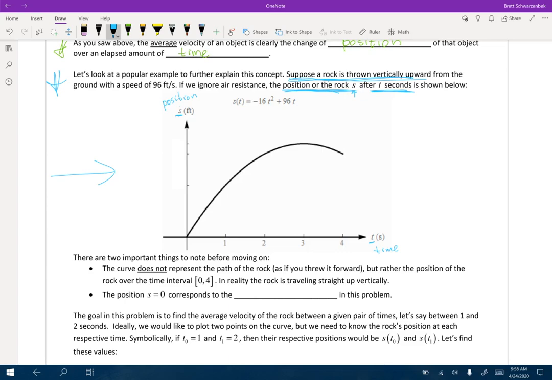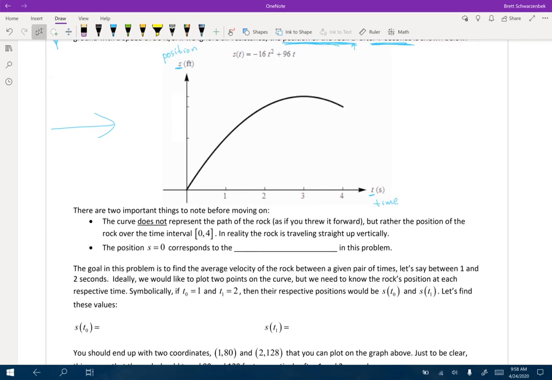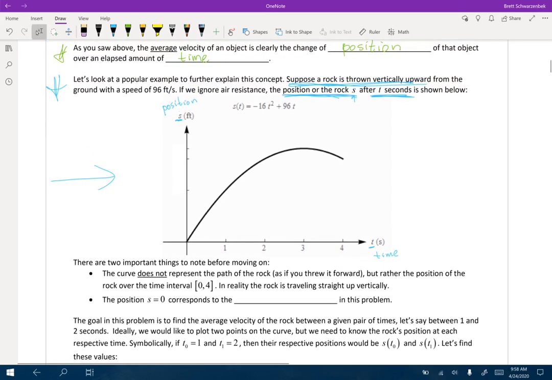So just to be clear, before we even get started with this, because it's a misconception: as you can see here, this is not the path of the rock. This is not me throwing the rock here and it's going in an arc position. That's not what this is. This is actually plotting where the rock is.